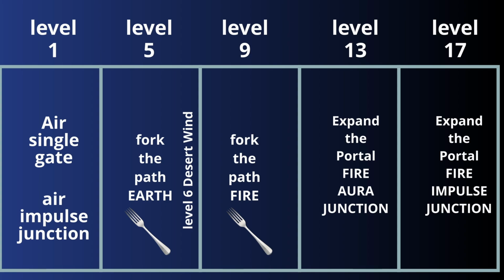At 5th level, I fork the path so I can access earth elements. At 6th level, I can take desert wind. Then at 9th level, I fork the path again to add fire to my build. And then at 13th and 17th level, I take the fire aura junction and the fire impulse junction.